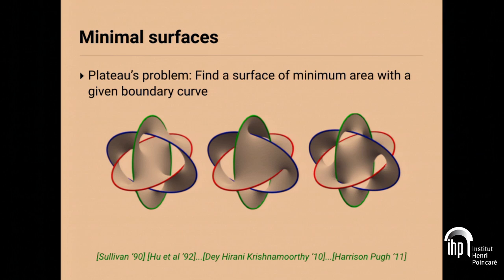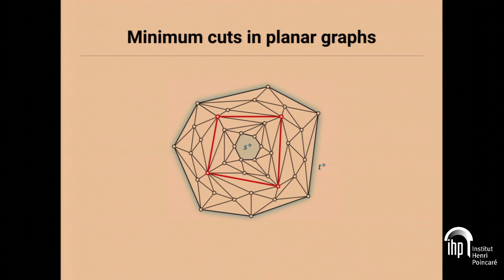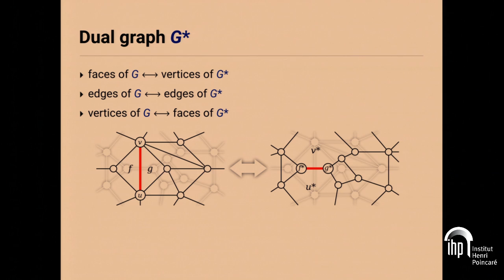Okay. So as usual, before we get to more complicated topology, I need to start in the plane. So let's suppose this flow network is actually a planar graph. Okay. So I'm going to do more or less what I always do when I see a planar graph. I'm going to say, okay, duality might be important.